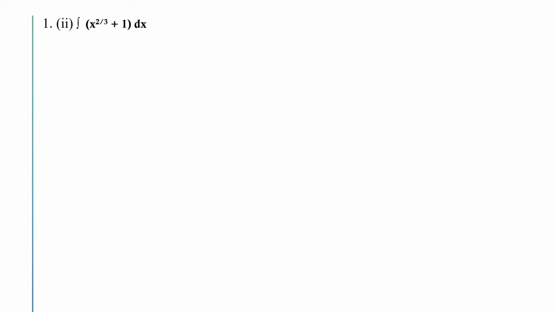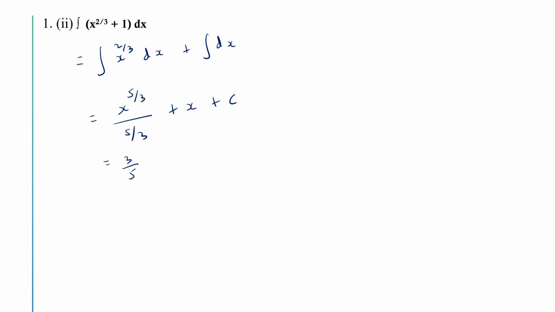The next question, integral x raised to 2 by 3 plus 1 into dx. This we can write as integral x raised to 2 by 3 dx plus integral dx, or this is equal to x raised to 2 by 3 plus 1 by 2 by 3 plus 1. 2 by 3 plus 1 is 5 by 3 divided by 5 by 3 plus integral dx is x plus c, or this is equal to 3 by 5 into x raised to 5 by 3 plus x plus c.